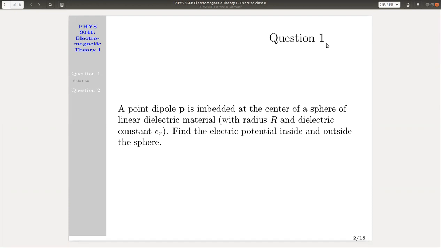In question 1, in the system, there is a point dipole embedded at the center of a sphere, which is a linear material and has a radius R, and also the electric constant epsilon r. That point dipole has the dipole moment p, and then you are asked to solve the electric potential inside and outside the sphere in this system.